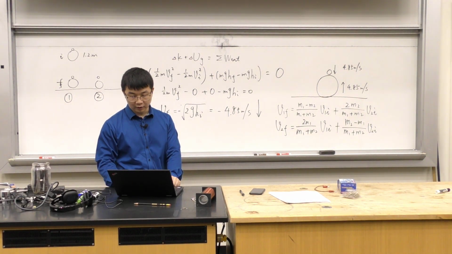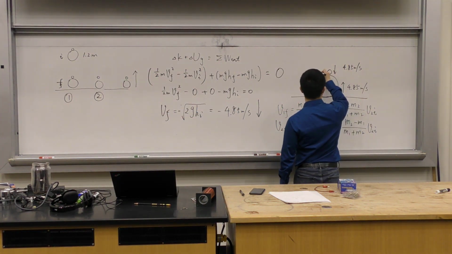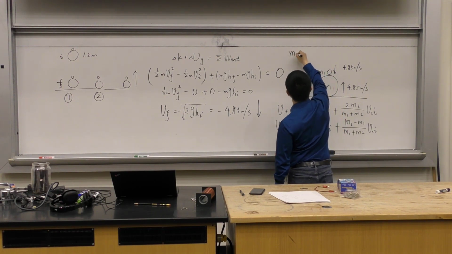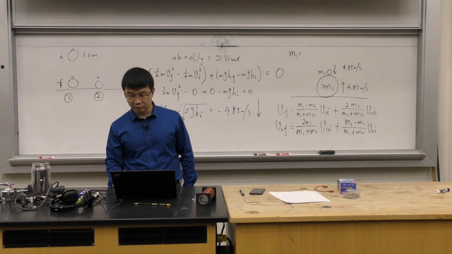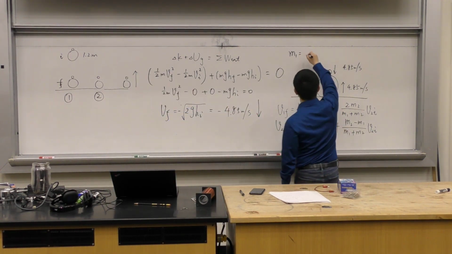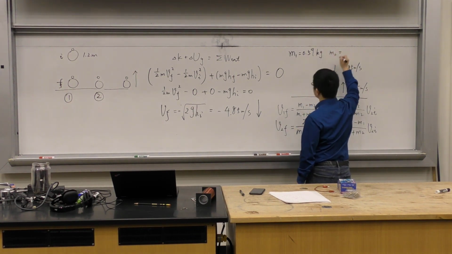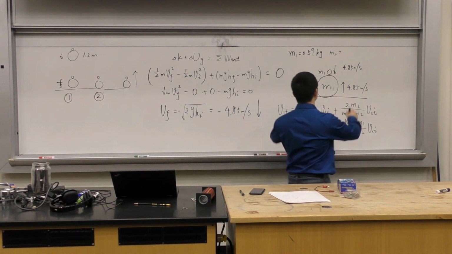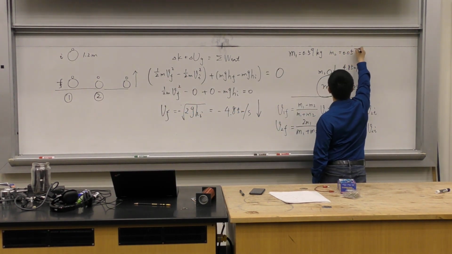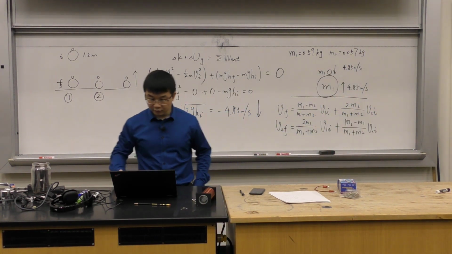Let's call the basketball M1, and let's call this guy M2. The problem gives us M1, the basketball, as 590 grams. So convert it to SI units. Now M2, the mass of the tennis ball, is 57 grams. Now, what about these initial velocities? You need V1i and V2i.